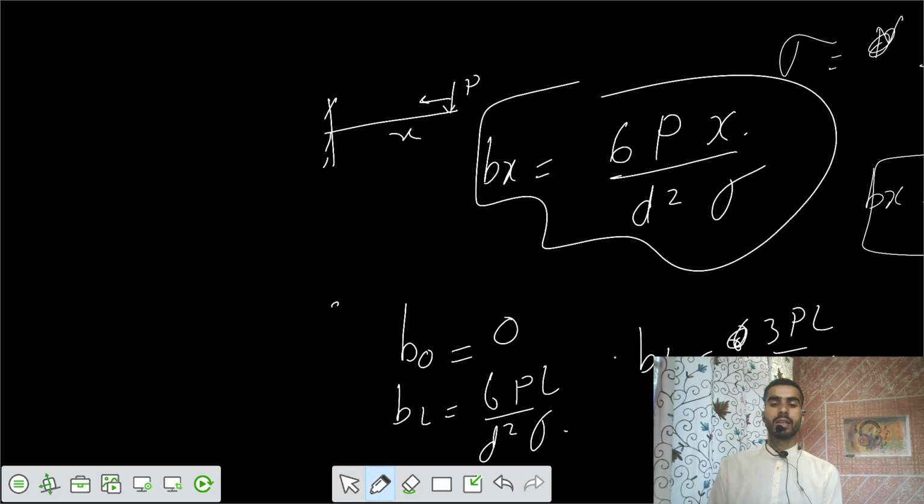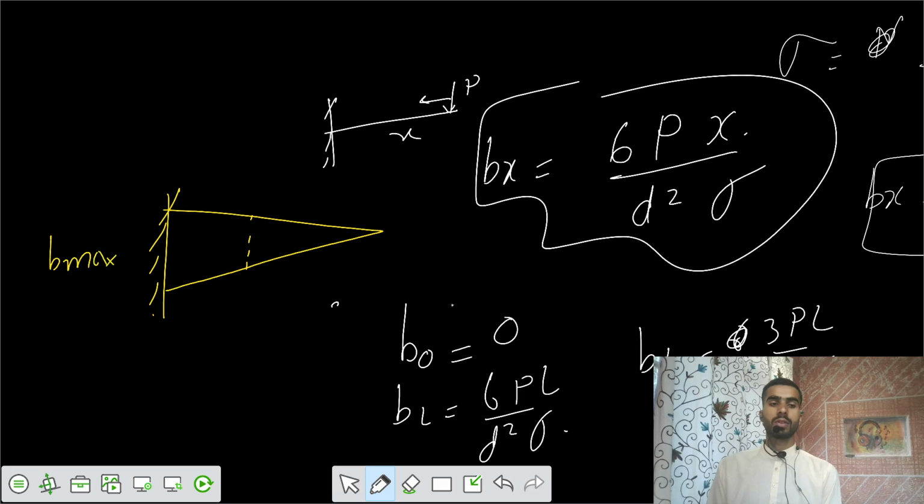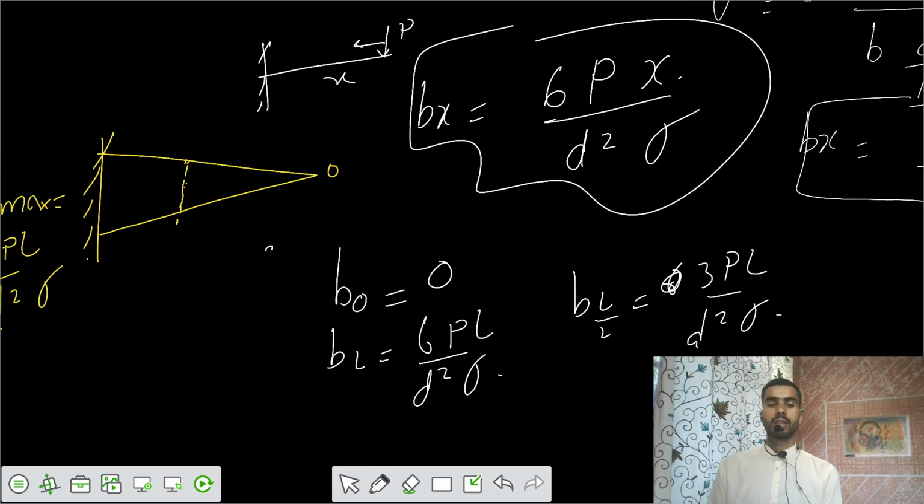So from the top you can show the varying width. We got a final maximum width of b max equals 6 P L by d square sigma. So we have a width of 0 here, and a width of 3 P L by d square sigma at the mid. So this is the variation of the width. This is from the top view.